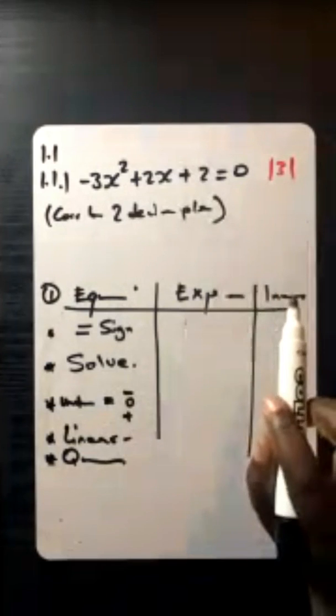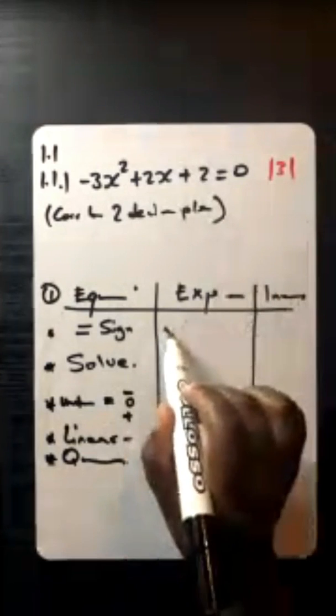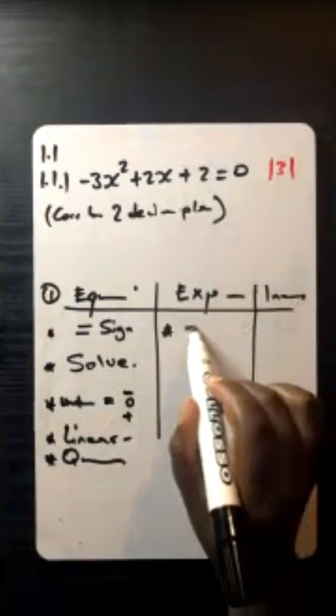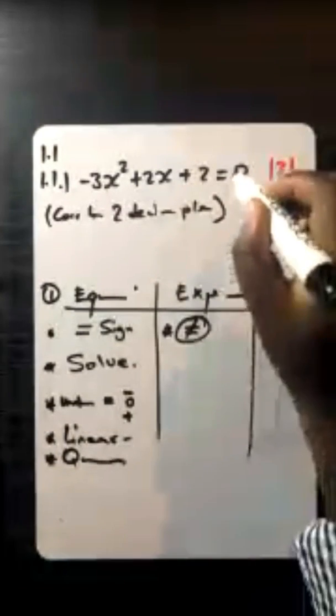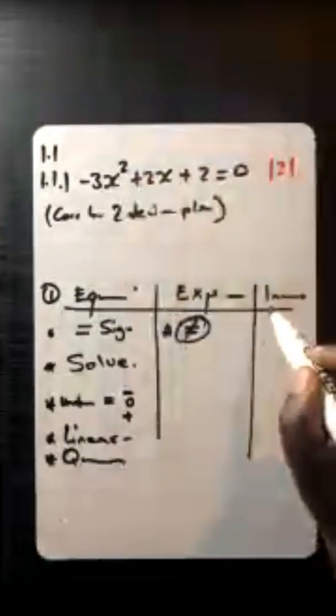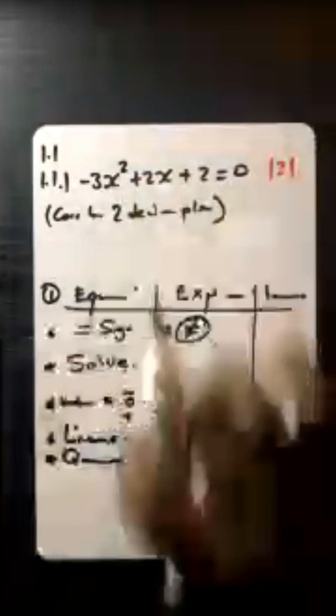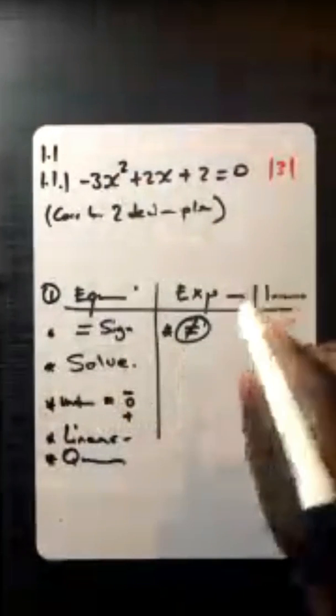Let's get to an expression. An expression is that type of problem which does not have an equal sign. So when you're dealing with an expression, it means you don't have an equal sign.